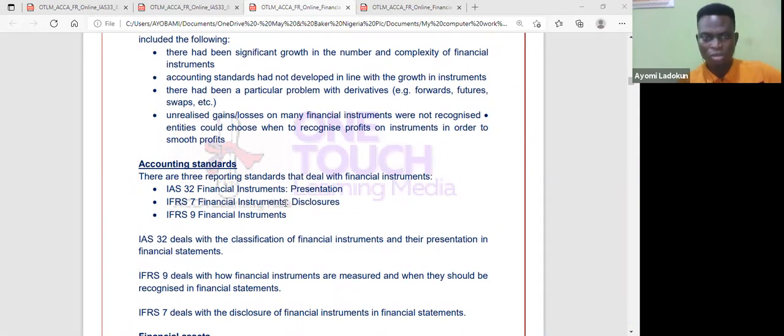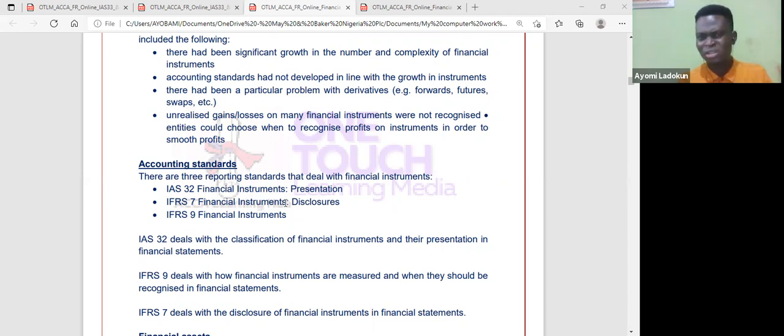Three of them. Number one is IAS 32, financial instrument, that talks about presentation, and it also talks about classification of financial instruments. Okay. Then number two is IFRS 7, that talks about disclosure. It's also financial instrument, but it talks about disclosure. Then IFRS 9, financial instrument, which is more popular, it replaces IAS 39, that talks about measurements. Okay, so it talks about how financial instruments should be measured and recognized in the account. It talks about initial measurement and subsequent measurement.